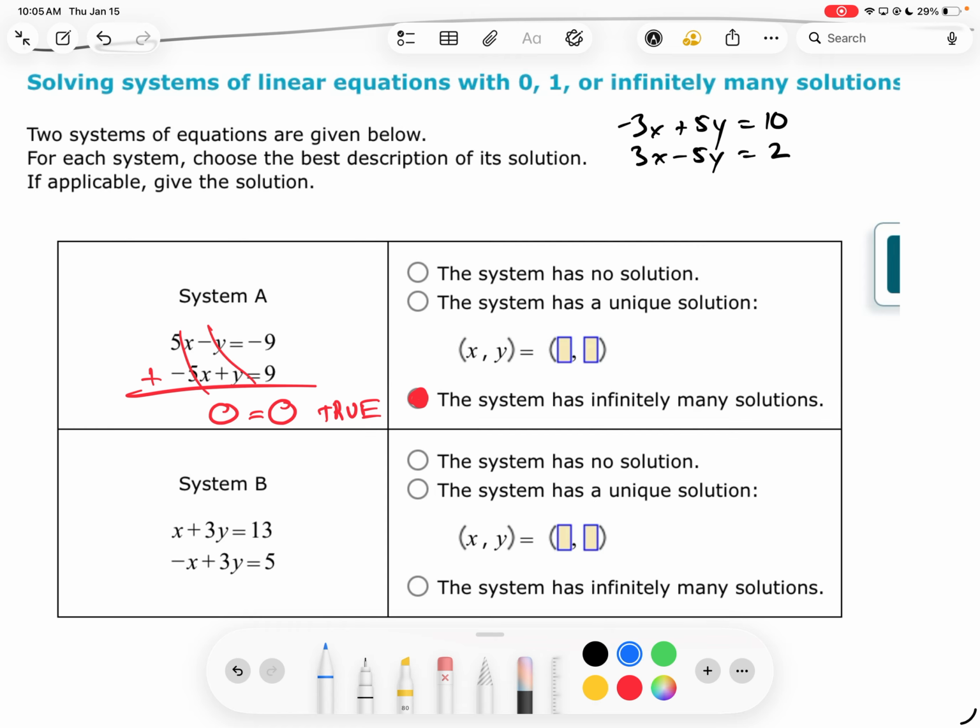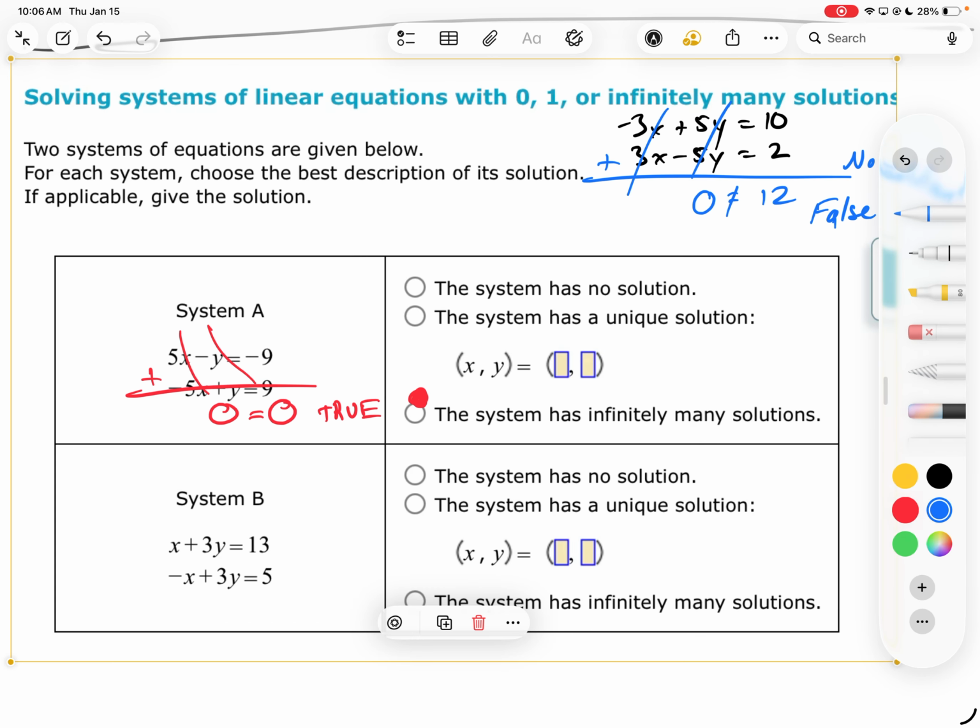If I was doing one like this, and I added these up, well, negative 3x plus 3x cancel out. 5y minus 5y cancel out. But then 2 plus 10 is 12. Well, that's not true. If you end up down there and it's not true, like if it's not 0 equals 0, it is going to be no solution. These lines are actually parallel. Okay. So that's how you tell the difference between no solution and infinitely many solutions.